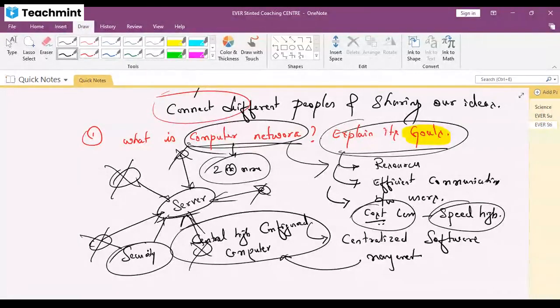I'll give one small example. Imagine a WhatsApp group. It is also a network, correct? We have created a group, and we have added all the students in one group. What is the advantage of it? To make it easy to chat, to share the information. Very good. Please think technically.